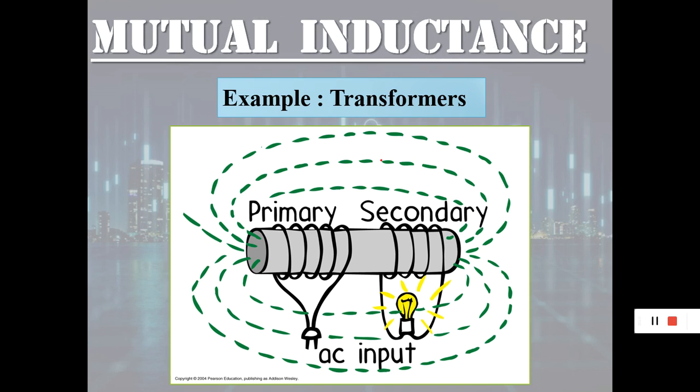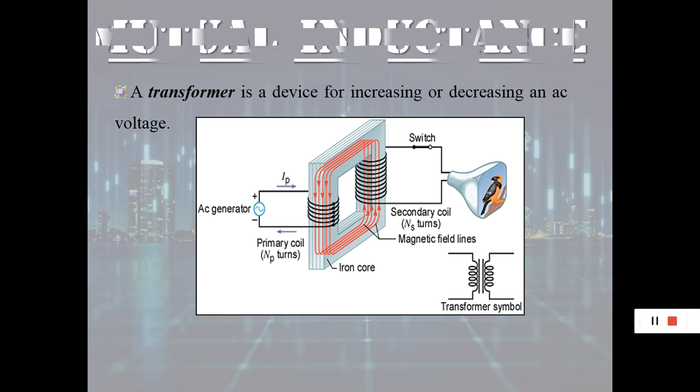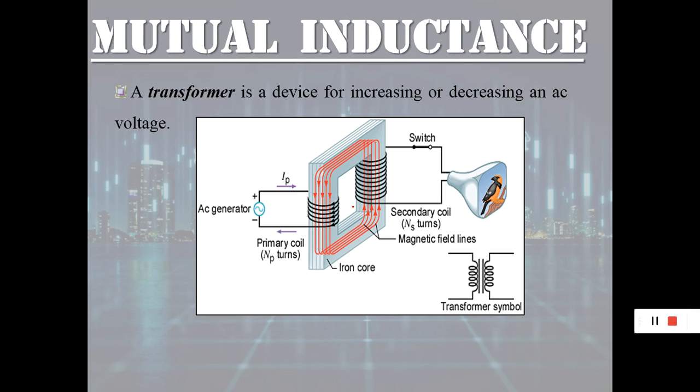The very popular application of mutual inductance is the transformer. You have learned about the transformer in secondary school, I believe. For a transformer, we have a primary and a secondary, and we use an AC input. Let's say this is the primary coil with N_P turns, and this one is the secondary coil with N_S turns, S for secondary. This is a step up transformer, and we use an AC generator.